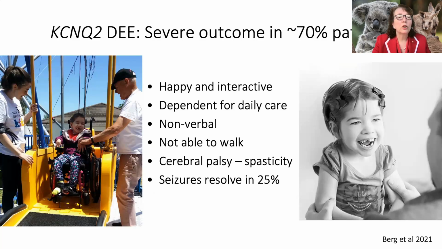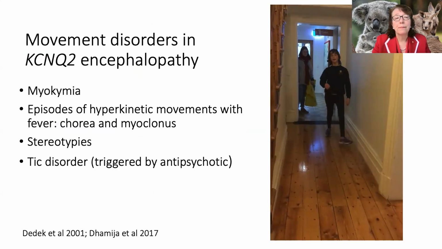So what about the long-term outcome? Well, we know that 70% of children have a poor long-term outcome. They can be very happy and beautifully interactive, as you see here, but they're non-verbal, not able to walk, often cerebral palsy, although the seizures often resolve in 25%.